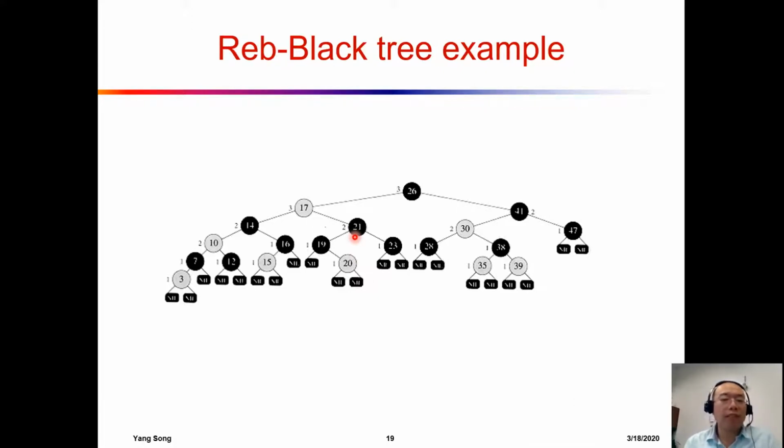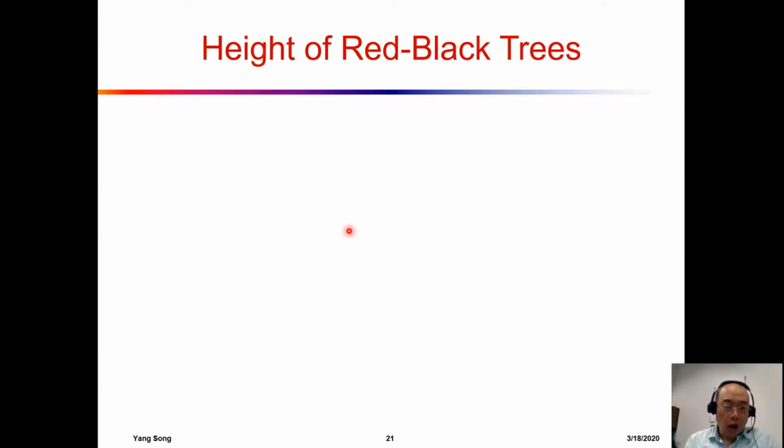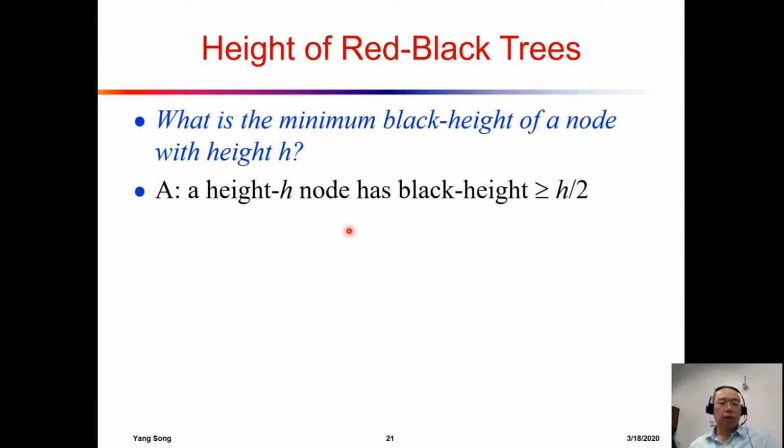So what is the height of 21? For the height of the 21, we should take the longest path from 21 down to a leaf, and that is 21, 19, 20, and a nil. So that is 1, 2, 3, 4. If we count the 21, that is a 4. If we don't want to count the 21, that is a 3. Okay? So let me come back. So the height h node has the black height to be h divided by 2. So that is the black height is greater or equal to the height divided by 2.